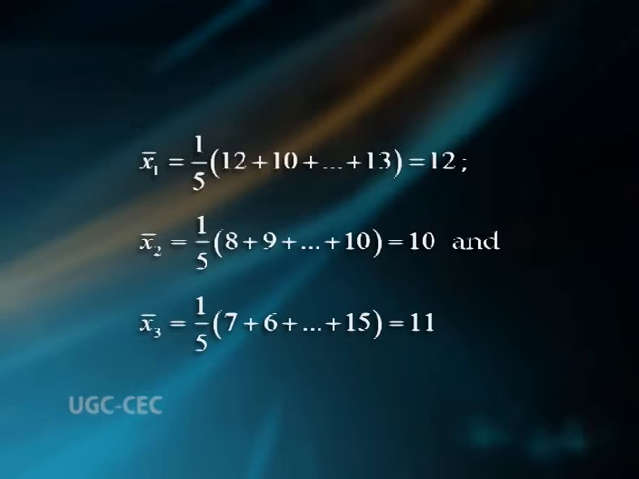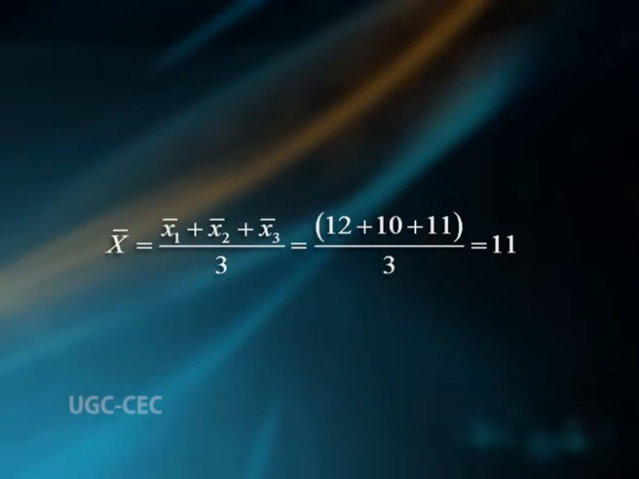Solution. To test whether the mean gain in weight due to the 3 foods is the same. The mean sample weights of each group are x bar 1 equal to 1 by 5 into 12 plus 10 plus etcetera plus 13, that is equal to 12. X bar 2 equal to 1 by 5 into 8 plus 9 plus etcetera plus 10, that is 10, and x bar 3 equal to 1 by 5 into 7 plus 6 plus etcetera plus 15, that is equal to 11. Hence, the grand average x bar equal to x bar 1 plus x bar 2 plus x bar 3 divided by 3, that is 12 plus 10 plus 11 divided by 3, that is equal to 11.